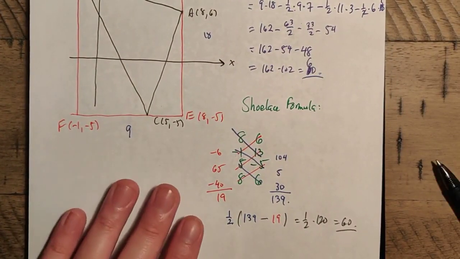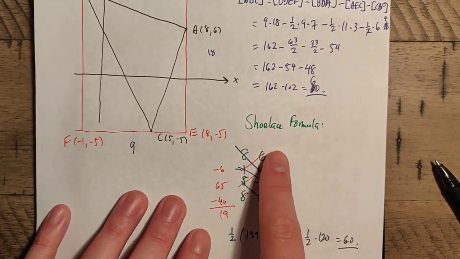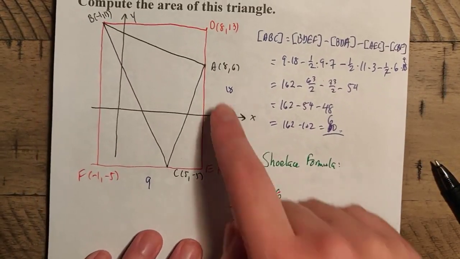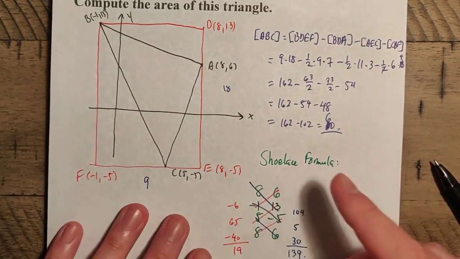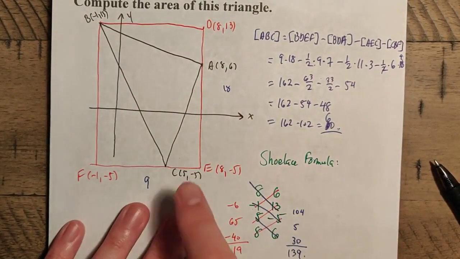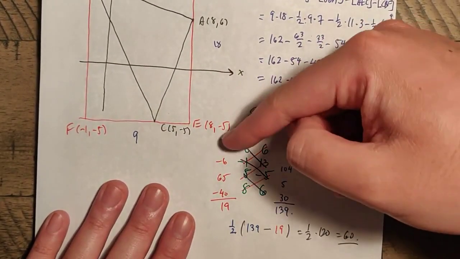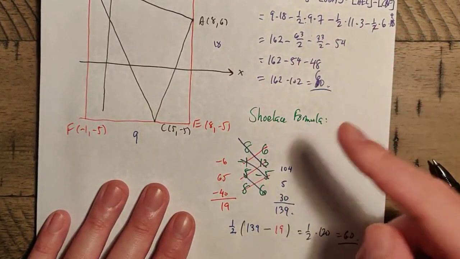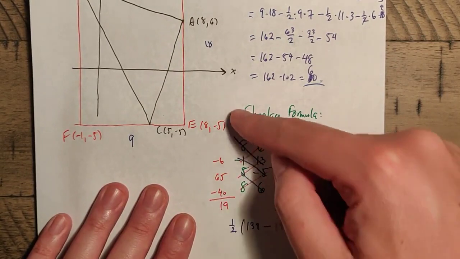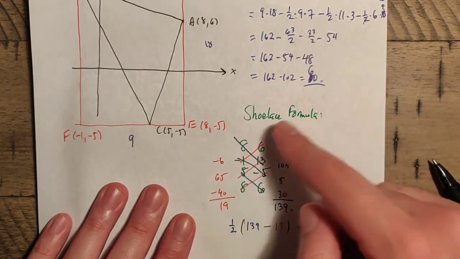Okay, so again, we're just going to run through it one more time. You want to list the coordinates in order. Doesn't matter which direction you go, whether it's clockwise or counterclockwise, doesn't matter. But make sure you list each vertex in the order that you hit it until you make a full loop. Then multiply down right. That creates a set of products. Multiply down left. That creates a set of products here.